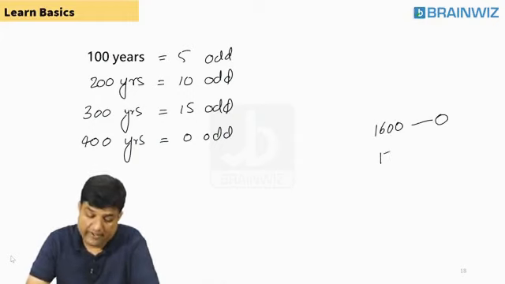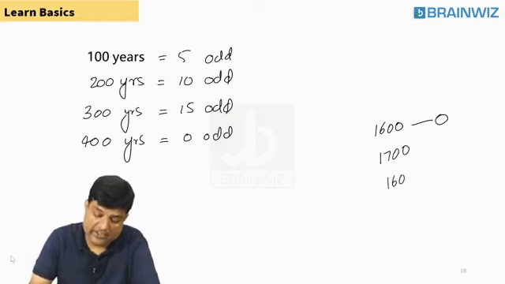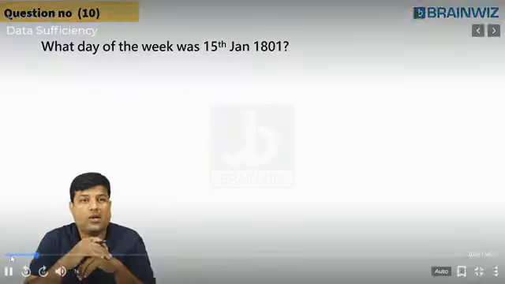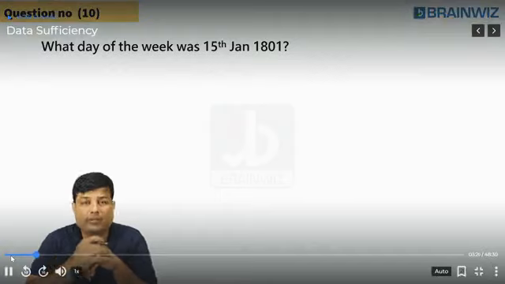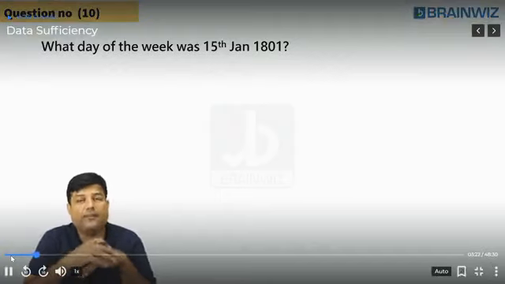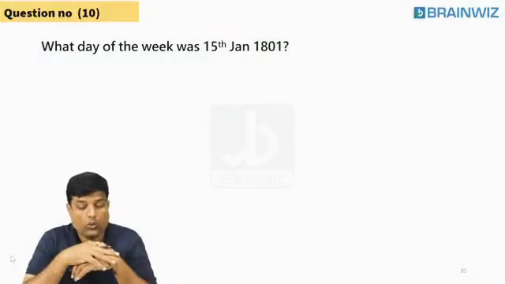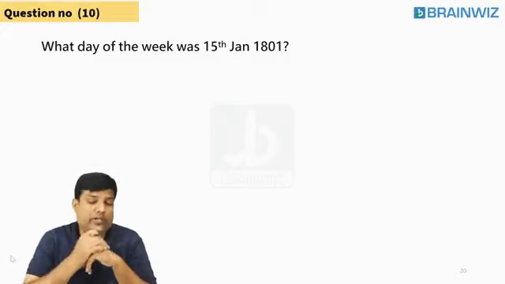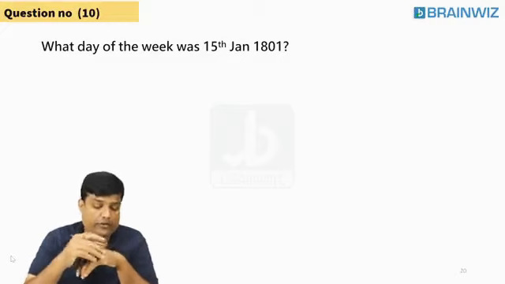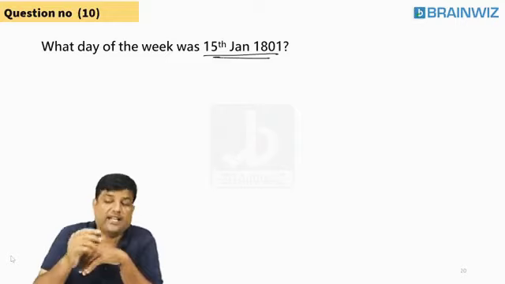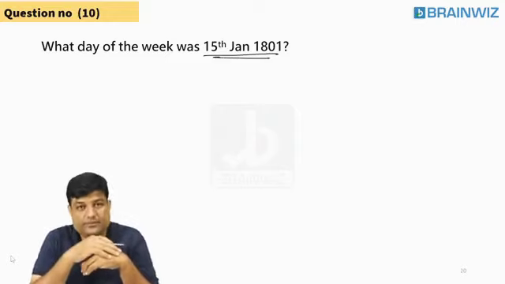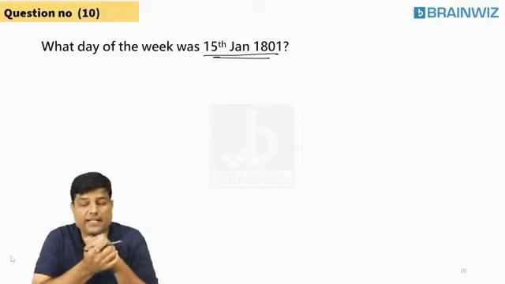But my question is 1700 years. How to split? 1600 years plus 100 years extra. That is, in 1600, 0. Okay. So once we complete this, let's move forward now. Here: what day of the week was 15th Jan 1801? What day of the week was 15th Jan 1801?